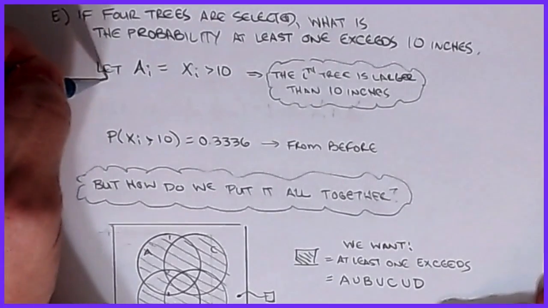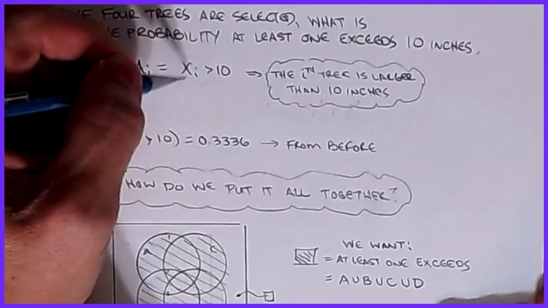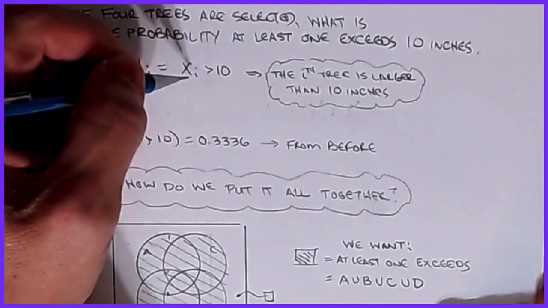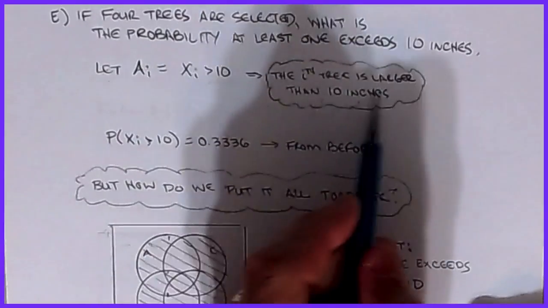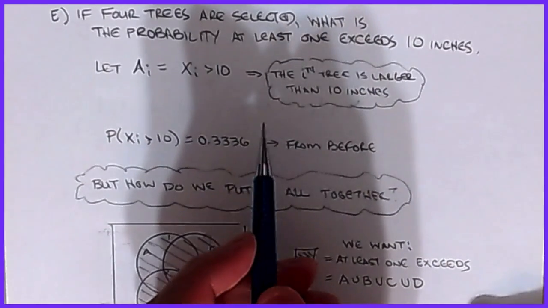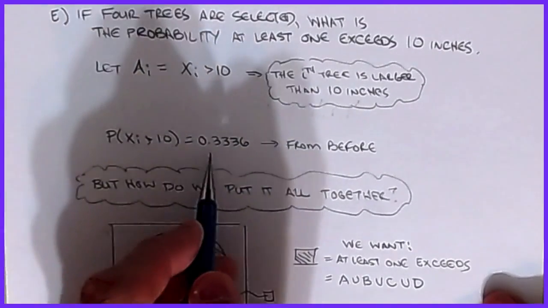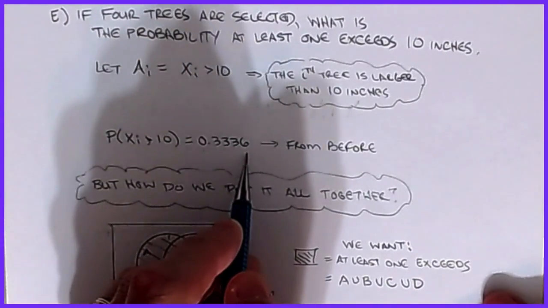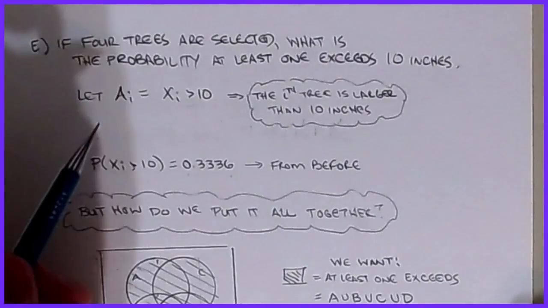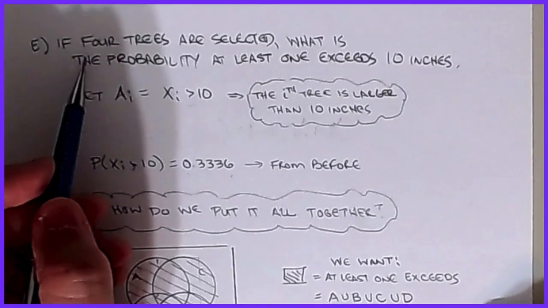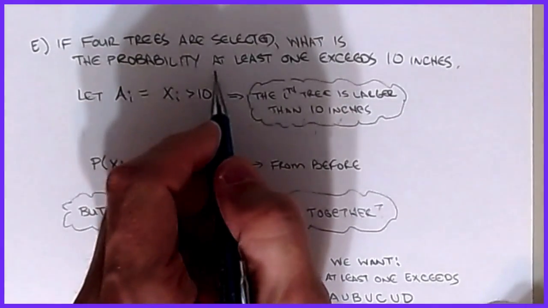So what we're going to do is define an event, A_i, being the scenario where we find a tree with a random variable x on that measurement being greater than 10. So basically that the ith tree is larger than 10 inches. That will be my event. We've done this calculation. The probability of x_i being greater than 10, we said, was 0.336. We did that one from before. Okay, but the question becomes, how do I do it when now all of a sudden I'm wanting to know, what's the probability that if I select 4 trees, that at least one exceeds that.